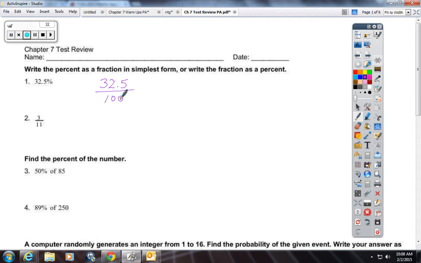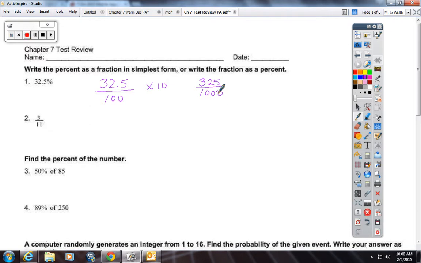Now, can we have a decimal in the numerator? No. How can we get rid of the decimal? By multiplying by the power of 10. What power of 10 should I multiply by? Just 10. Because what happens when I multiply by 10? This moves one spot. If you multiply the numerator by 10, guess what you have to do to the denominator? Multiply times 10. What's 100 times 10? 1,000. I would accept this answer right here.